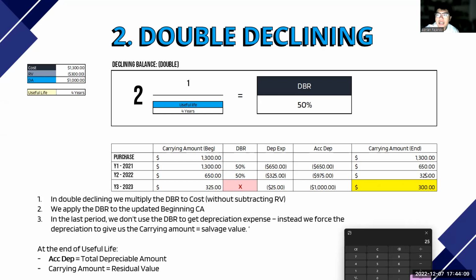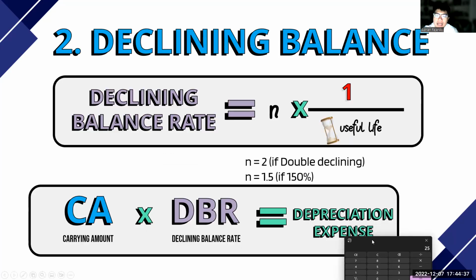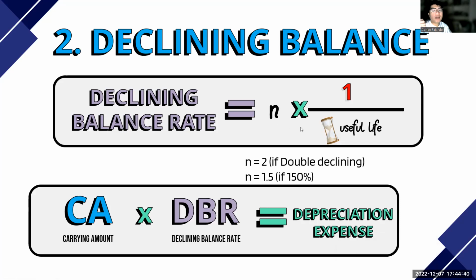So, again, to summarize, itong 325, malapit na siya sa 300. So, we just, at the end of the period, 300 minus 325. So, depreciation expense is 25. So, in double declining, as you can see, ang pinakamataas na depreciation expense would be in the first years. And then, as time goes by, bumababa si depreciation expense. So, in summary, there are two things you have to master for declining balance. Number one is to get your DBR, and then knowing na your DBR would be multiplied by your carrying amount.